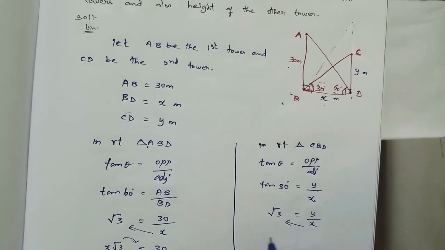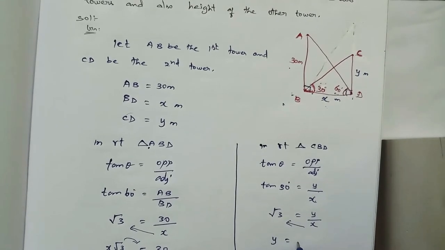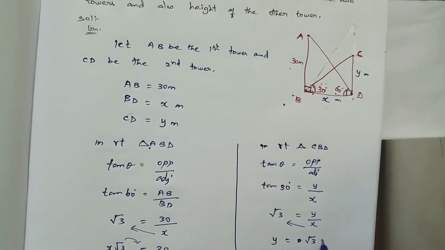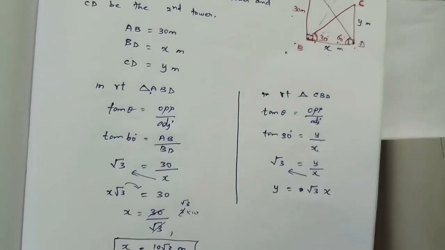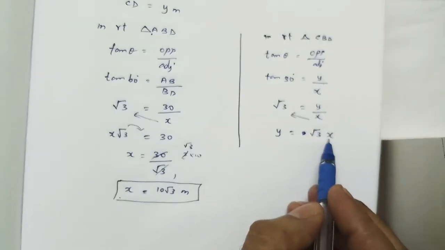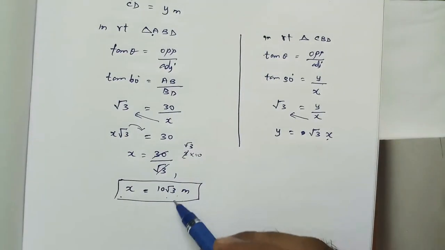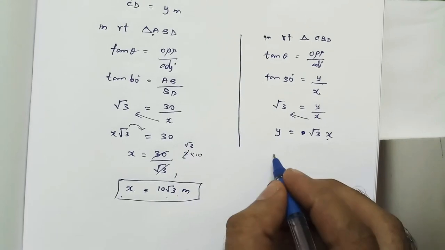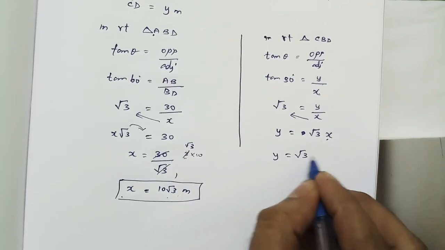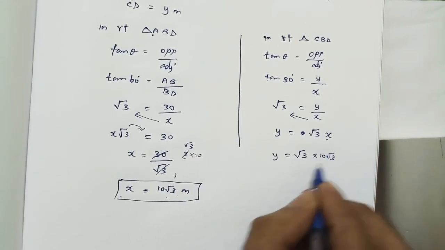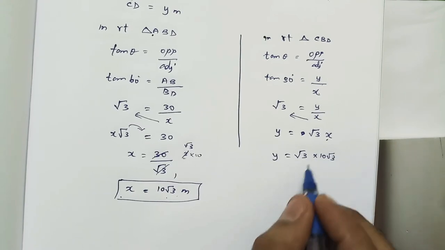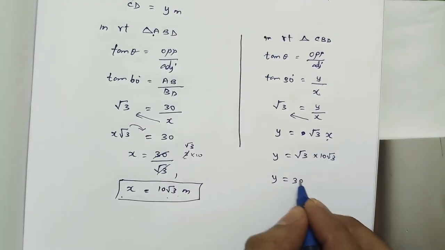Taking this x to the LHS, then y is equal to, what is it? Root 3 into x. Already we know the value of x, right? What is the value of x? 10 root 3. So I substitute here. Then y is equal to root 3 into 10 root 3. Root 3 into root 3 is 3, 3 into 10 is 30. So y is equal to 30 meter.